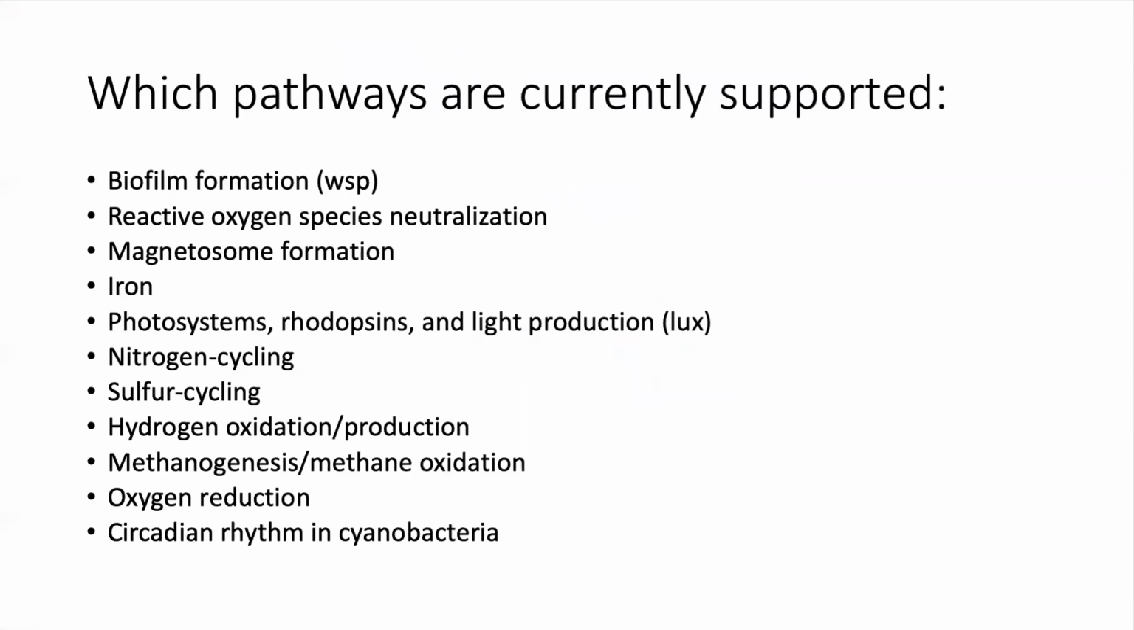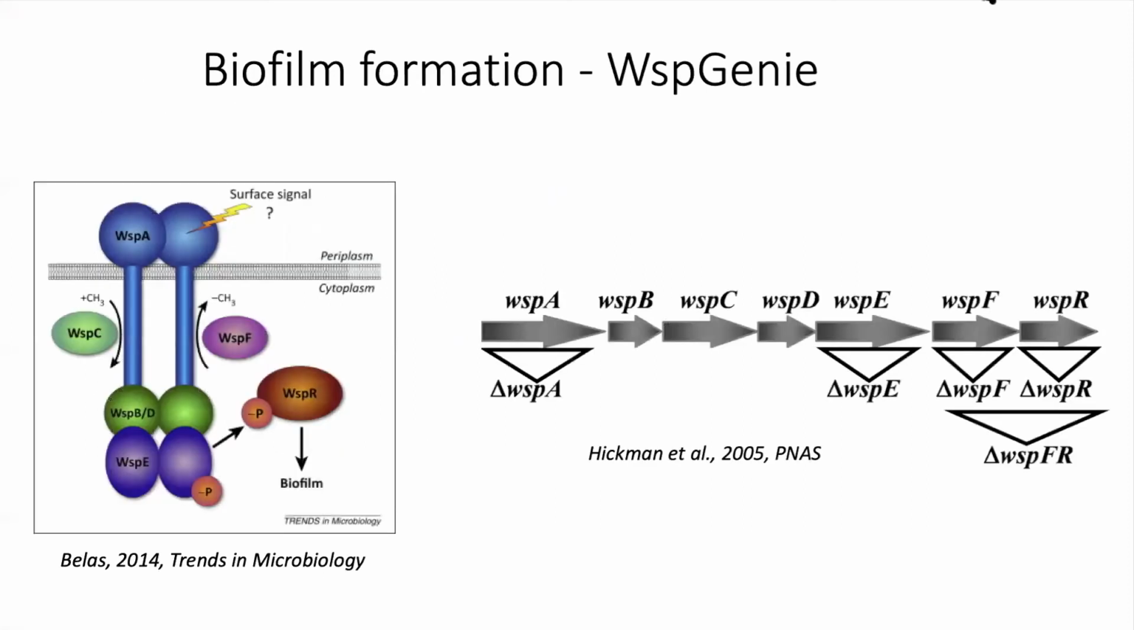So which pathways are currently supported? That includes biofilm formation, reactive oxygen species neutralization, magnetosome formation, and a bunch of other ones. I'm constantly adding new ones, just various pathways that I'm interested in. I do my best to find HMMs online if I can. I try to find genes that correspond to a certain pathway and find related homologs that are known to do the same thing, and then make HMMs.